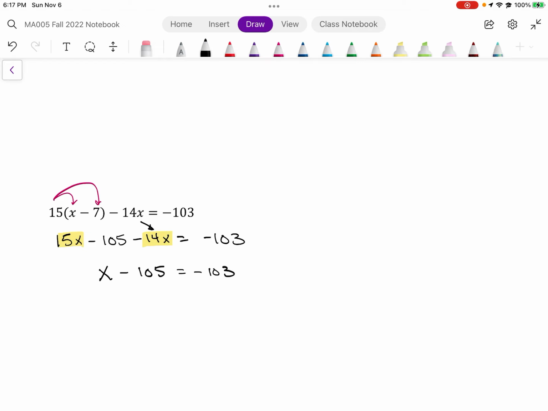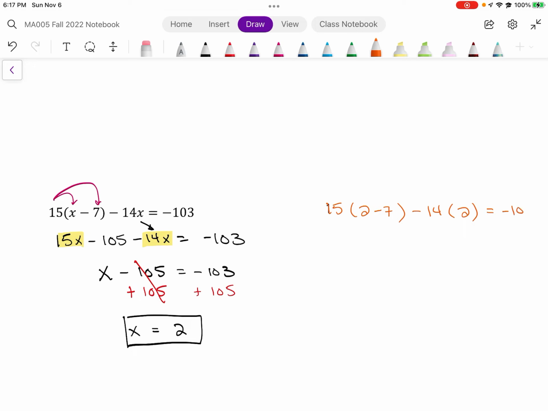Now I just need to get my x by itself, and I'm going to add 105 to both sides. So the 105s are going to cancel out, and I'm left with x equals negative 103 plus 105 is just 2. Okay, and what you can do is you can go check here. So you get 15 times 2 minus 7 minus 14 times 2 equals negative 103. And if you put all of this in your calculator, you're going to get negative 103 equals, of course, the negative 103. So it does check.